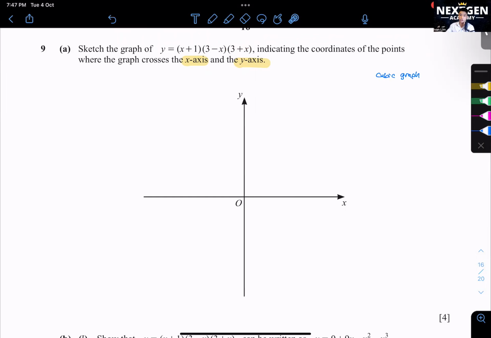Then the next thing, we need to know the shape. Remember I said the shape. How do you find the shape? We determine whether the a in your ax cubed is positive or negative. In this case, you see x, negative x, and positive x. This will give you negative x cubed. Negative x cubed means my a is less than 0. So you all got to remember the shape of it.